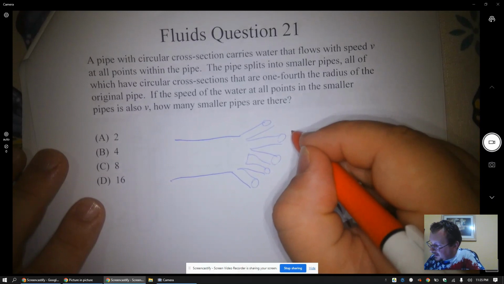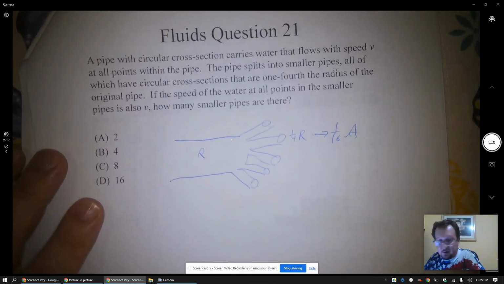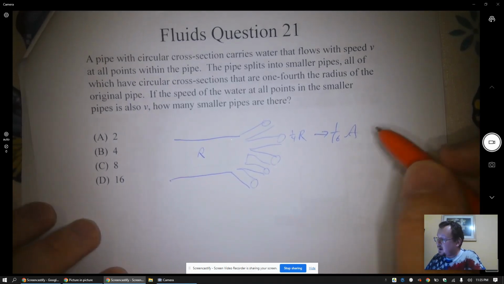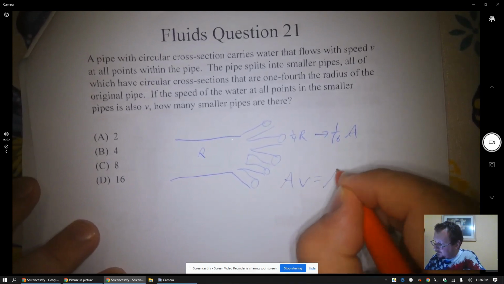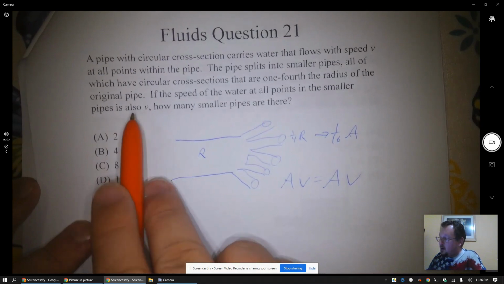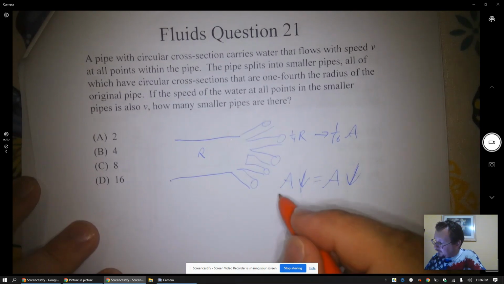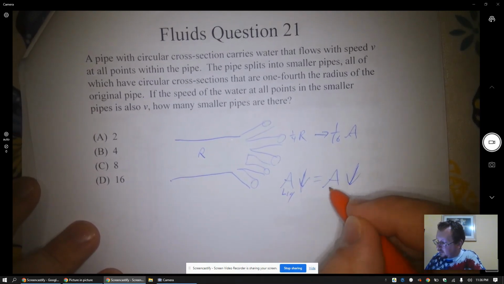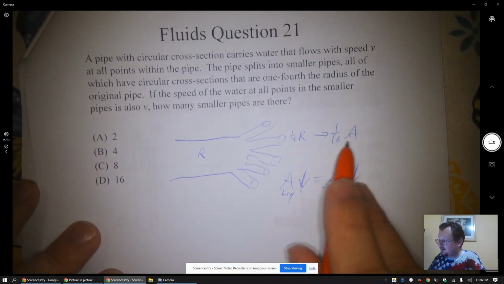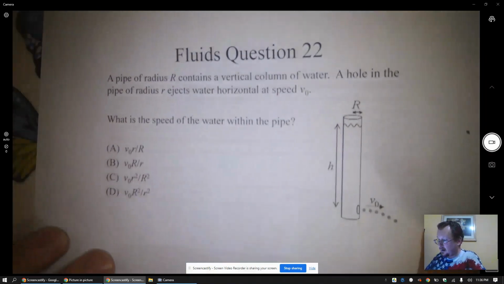And it says that they have 1/4 the radius, which means they have 1/16 the area. If you don't know why that is, you need to see my video on geometric scaling. Okay, area times velocity equals area times velocity. It says the speed of the water at all points in the smaller pipes is also v. So the v is the same. So that means the area of the big pipe and the total area of all the smaller pipes is the same total area. Well, if each pipe has 1/16 the area, then there need to be 16 pipes in order to equal the same total area.